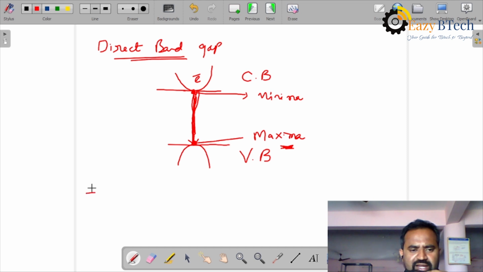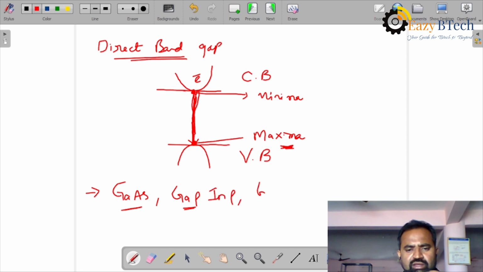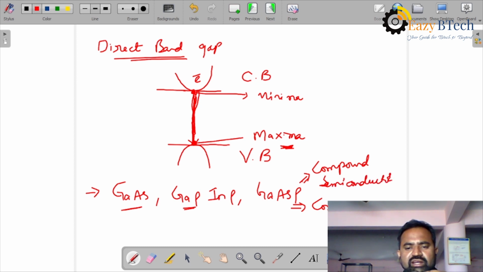Examples of these direct band gaps are gallium arsenide, gallium phosphide, indium phosphide, gallium arsenic phosphide. Now you can see this we will call a compound semiconductor. This we will call compound semiconductors. What is a compound semiconductor?